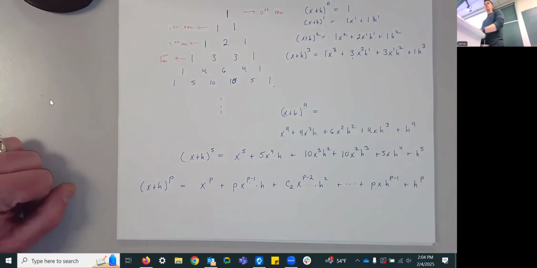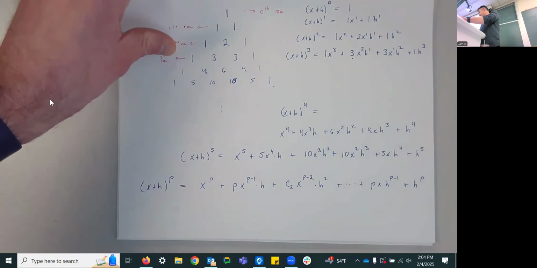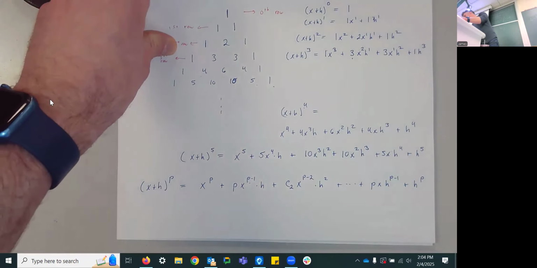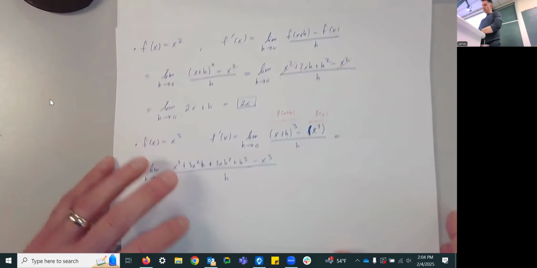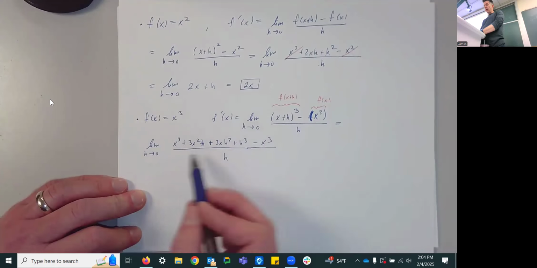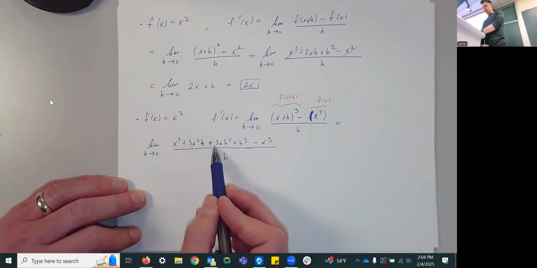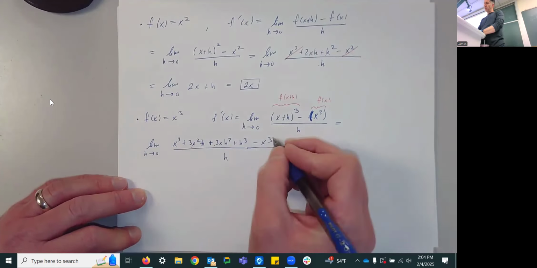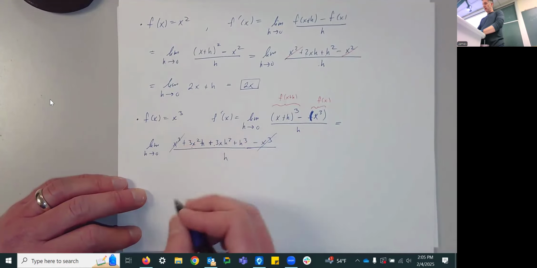Cool, we're going to use that in a minute. So back to the example we were doing before I got on this trip over here. That's how I knew that x plus h cubed was going to be x cubed plus 3x squared h plus 3x h squared plus h cubed. And then just like before, those add up to 0.